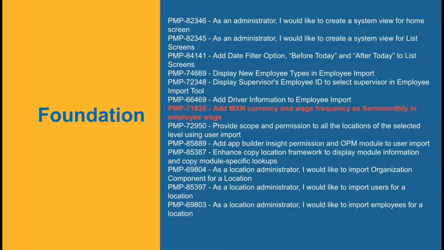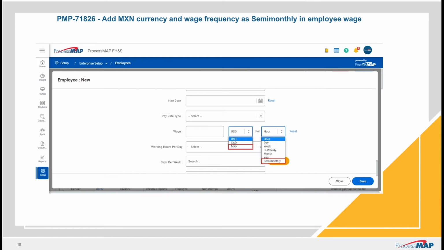We have added Mexican currency and a semi-monthly wage frequency in the employee wage setup. So if you look at the employee setup, next to wage, you'll see Mexican listed as an additional currency along with US dollar and Canadian dollar. And you'll also see semi-monthly as a pay period.